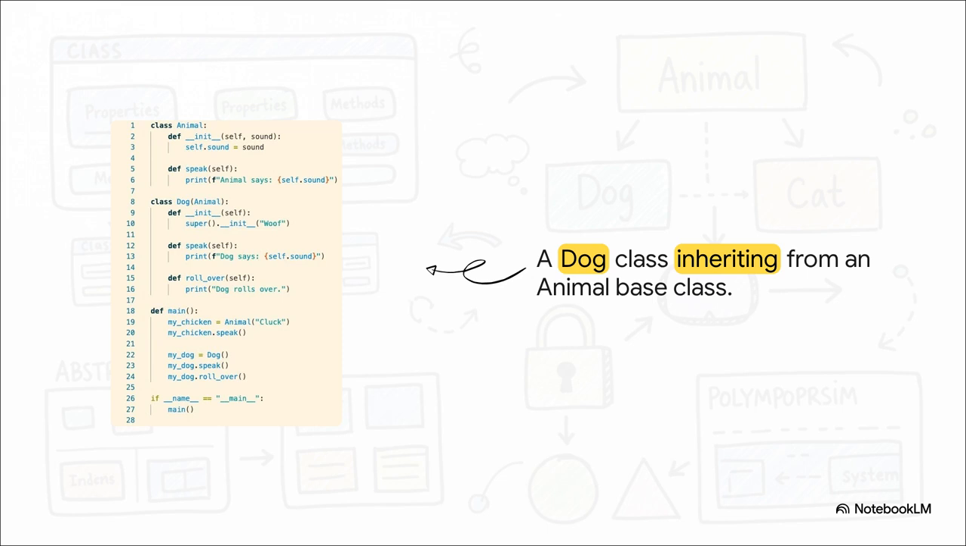But, and here's the cool part, the dog can also have its own unique functions, like that rollover trick you see there. It's the perfect is-a relationship. A dog is an animal, just with some extra specific behaviors bolted on.